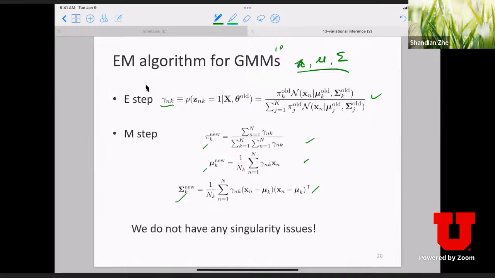That means some entry of your pi converging to 0, or some sigma k converging to 0, is much less likely to happen.